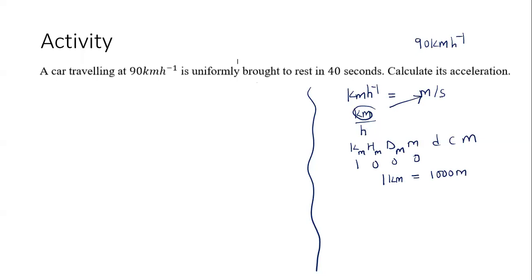Then the hours, I convert them to seconds. So in 1 hour, how many seconds do we have? In 1 hour, we have 60 minutes. But in 1 minute, you have 60 seconds. So I'll say that now in 1 hour, I'll have 60 times 60 seconds, which will give me 3,600 seconds.